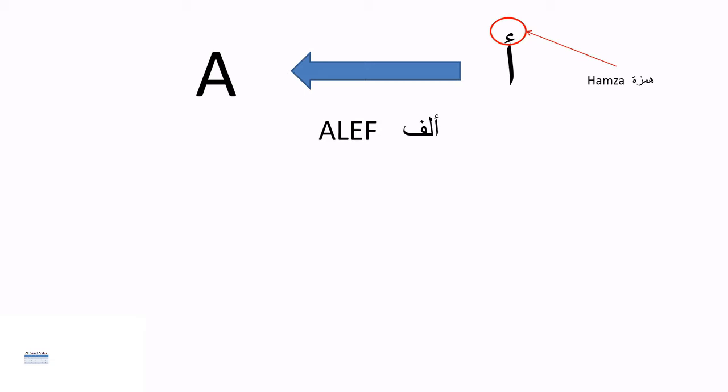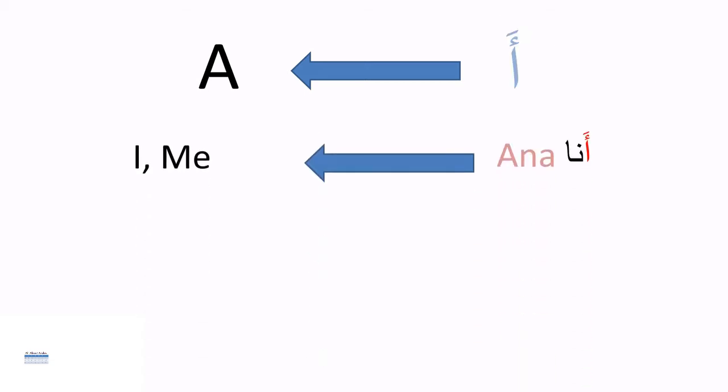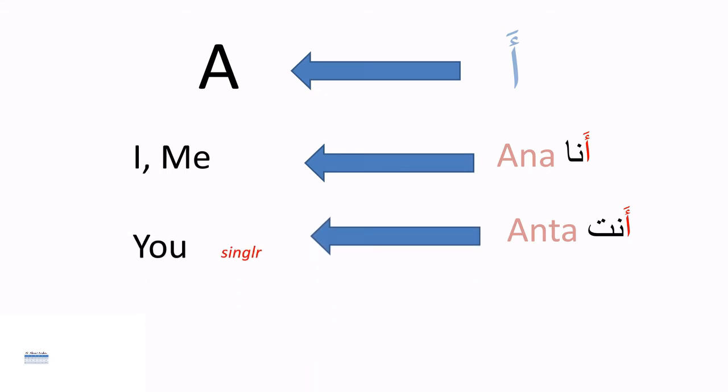I'll give you some examples. So, ana. Ana means I or me, depending on the sentence. So, it can be a subject or it can be an object. We have anta. Anta means you in the singular form.